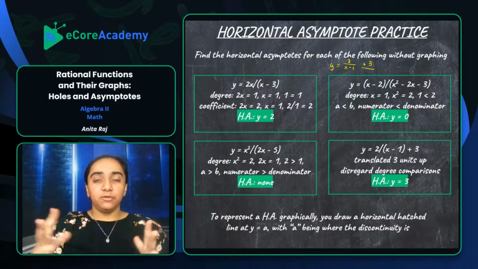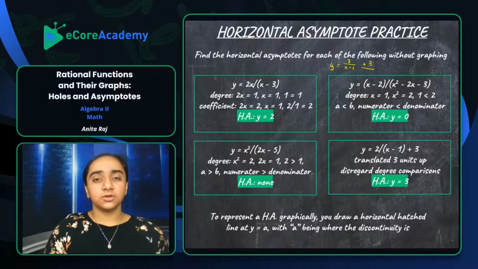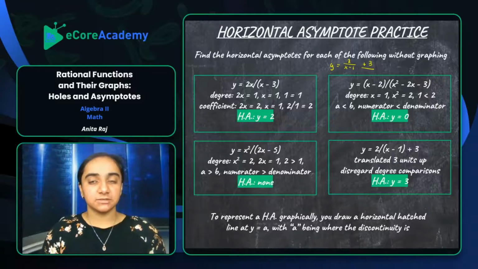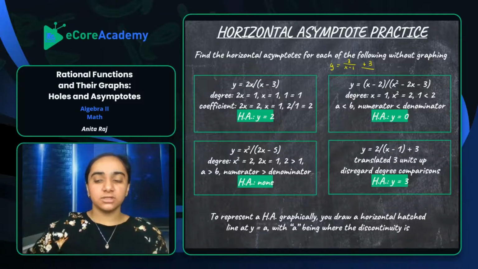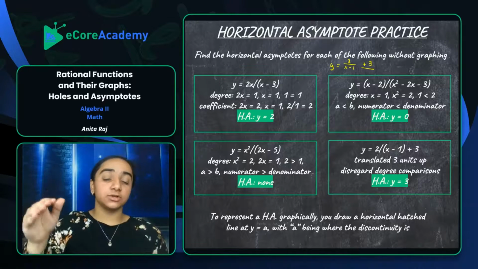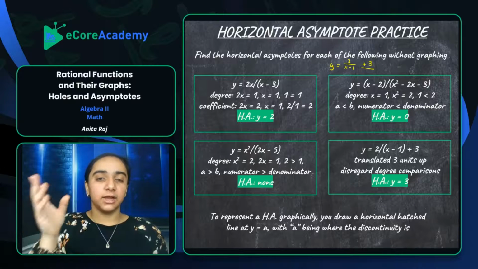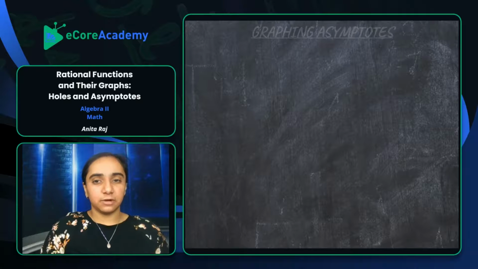Now, I just want to say before we actually get into one last graphing problem, if you want to represent a horizontal asymptote graphically, which you need to if the graph has a horizontal asymptote, you're pretty much going to do what you do for a vertical asymptote, but you're going to draw a horizontal hatched line. So you're going to have a horizontal line, you're going to hatch it like this to say there's not a line here, there's an asymptote here at y equals a, and a is going to be where that discontinuity occurs. So let's get into the practice problem.